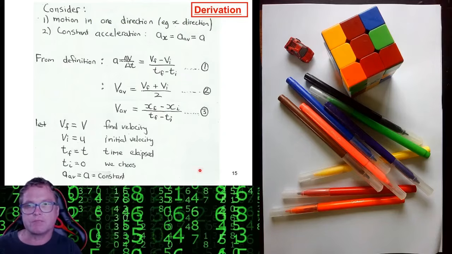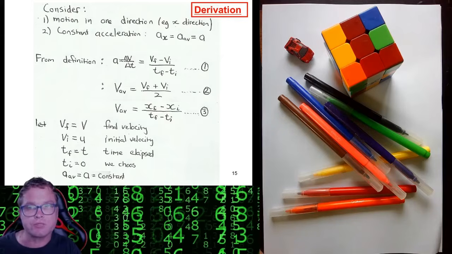So to start the derivation, we're considering motion only in one direction. So this is to say, for example, only in the x direction. We're going to be dealing with constant acceleration, so the acceleration isn't going to be changing with time, and we're going to represent this acceleration in the x direction. Simply, it will be equal to the average, and we're just going to call that a. So the symbol we're going to use for the constant acceleration is a.